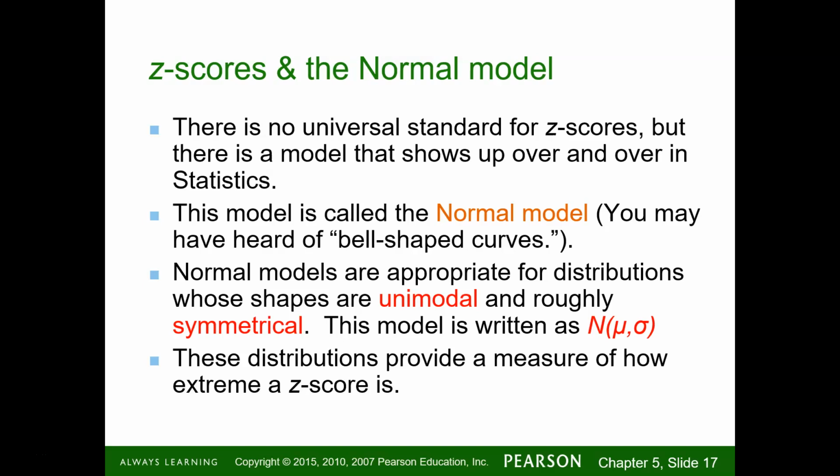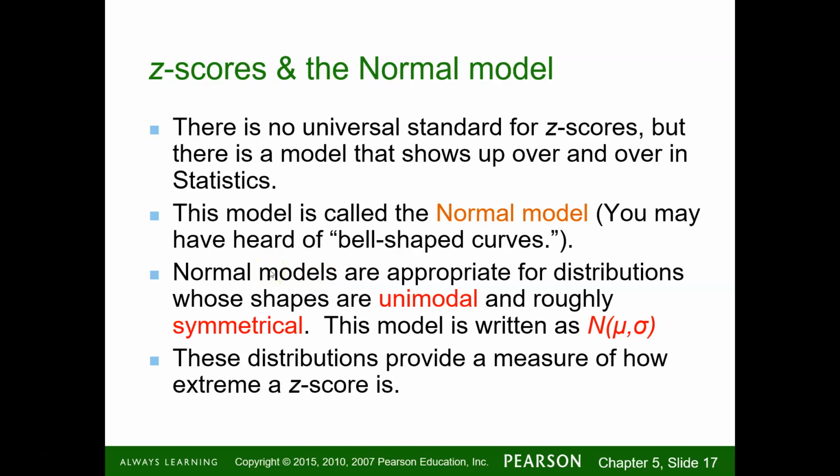All right, class, we're going to do part 2 of our Chapter 5 outline and continue with the normal model. There's no universal standard for z-scores, but there's a model that shows up over and over in statistics, and the model is called the normal model. You may have heard of this as a bell-shaped curve. It's going to show up in all the statistics, and if you have enough data, and you take enough samples of data, eventually the average will become a normal model. This is just a key thing in statistics to know, and it's going to show up a lot.